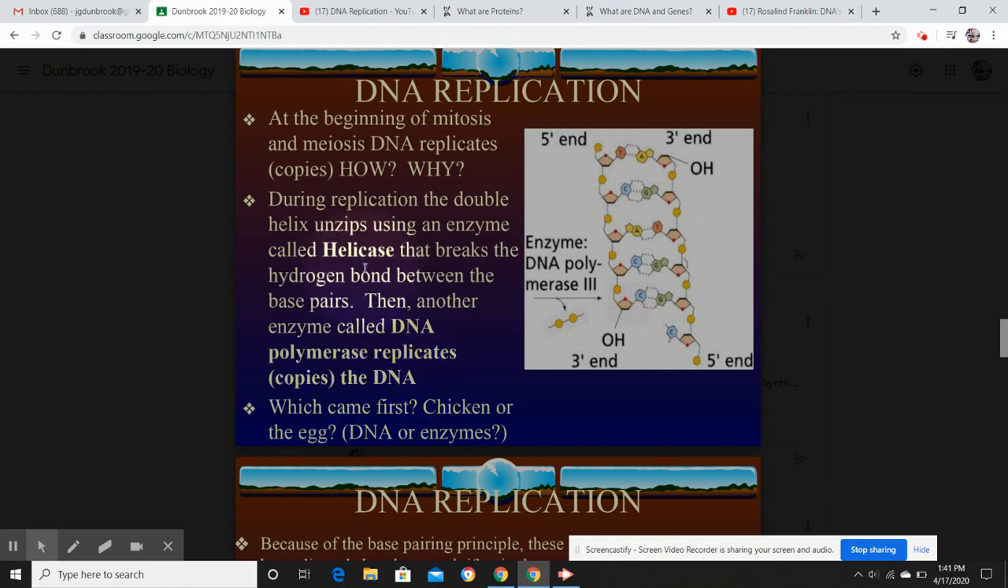This type of question will keep you up all night. It takes DNA code to make these two enzymes, but it takes these two enzymes to make more DNA code. So we may never know the answer to that, although the answer may lie in a chemical called RNA. We're not sure about that yet, but kind of an interesting concept. What came first, the chicken or the egg? They both need each other.